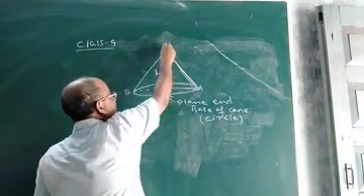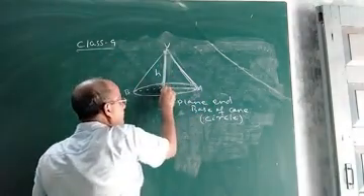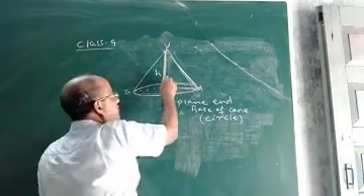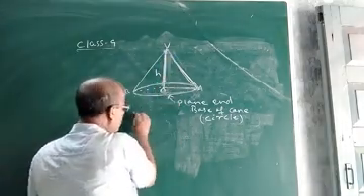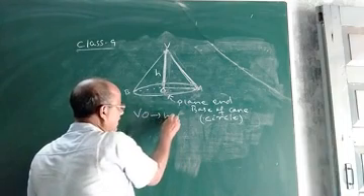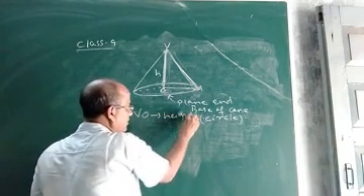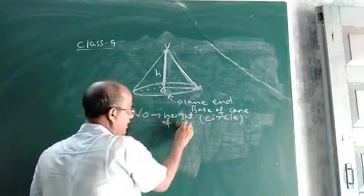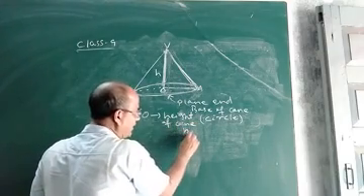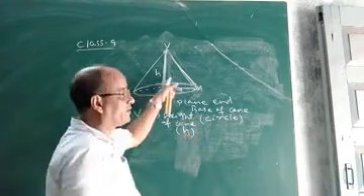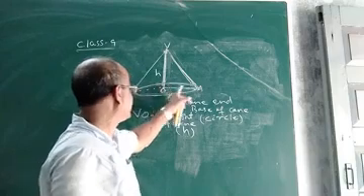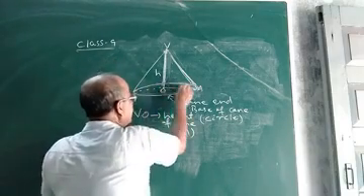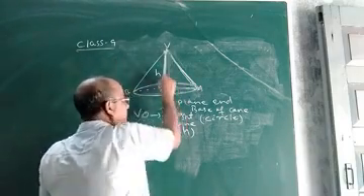Now this is the vertex. If the vertex is joined to the center of the base, you see this line segment BO. BO is called the height of the cone. It is denoted by H. This is the height of the cone, and O is the center of the base. OB or BO is the height of the cone.